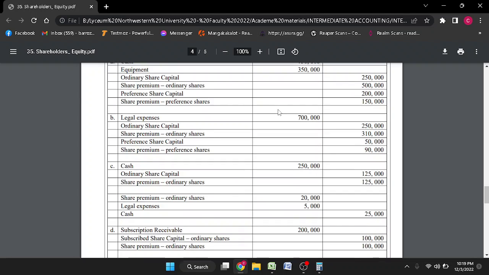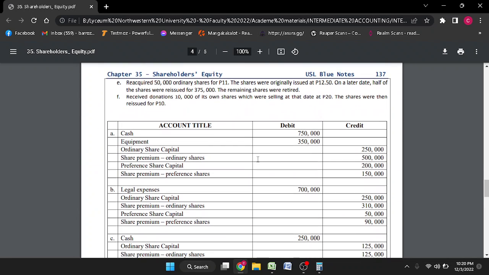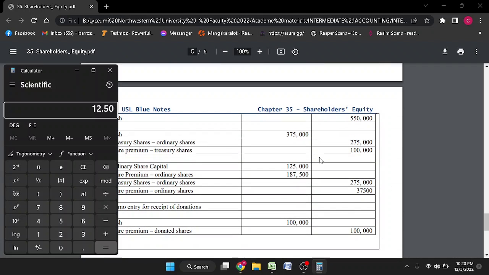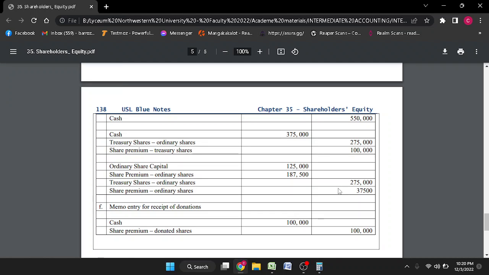You can see here 1250. So the excess of 5 over 1250 is 750. Okay, 750. So 750 minus 5 times 25,000 shares, it is 175. Okay. So that's the total debit account. And now let's go to the credit side.